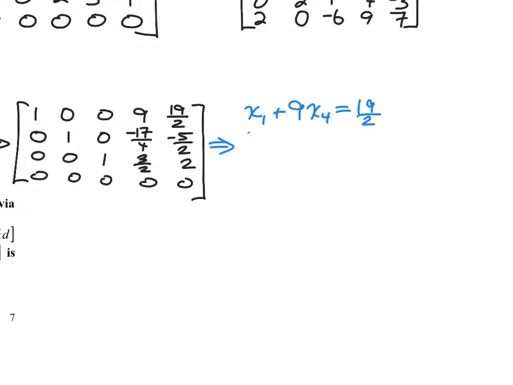The second one would be x2 minus 17 halves x4 equals negative 5 halves. 17 over 4. I keep doing that. That's so weird. Thank you. The third one would be x3 plus 3 halves x4 equals 2. Now the last one is really weird.